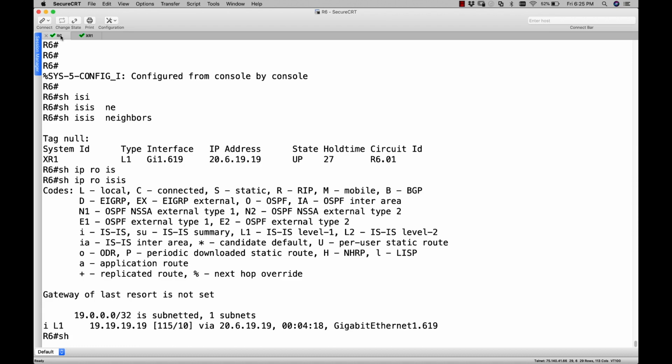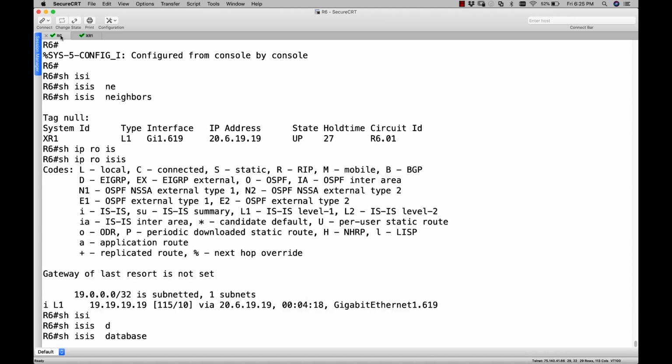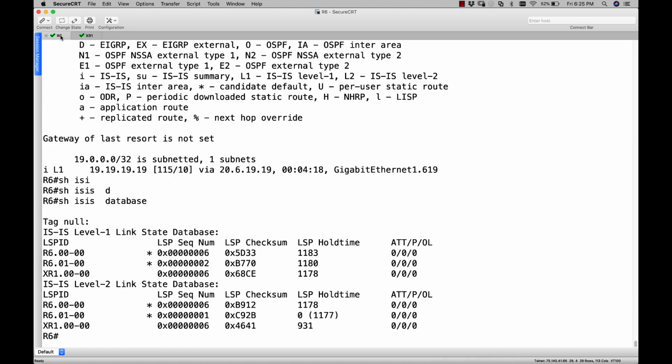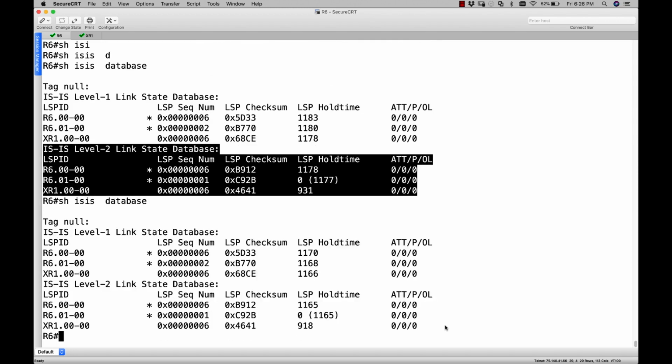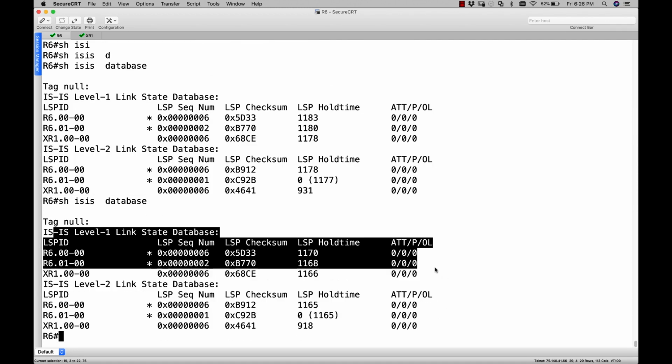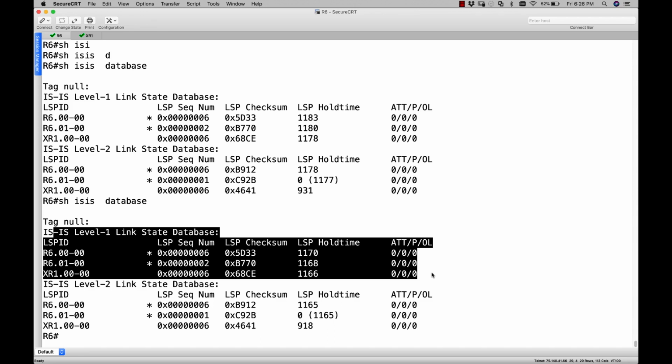But my database would only now have level 1 information. So he's not maintaining level 2 information anymore. He would only have level 1 information. In fact, these entries should go away in some time. If we give it some time, it should go away, and I should only see level 1 information because this router is now running as level 1 on that interface.